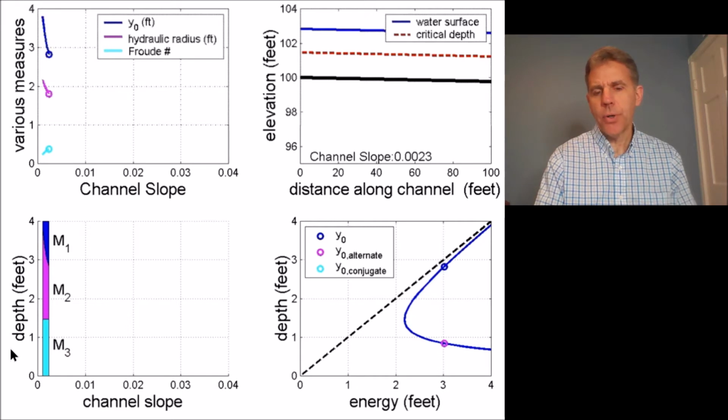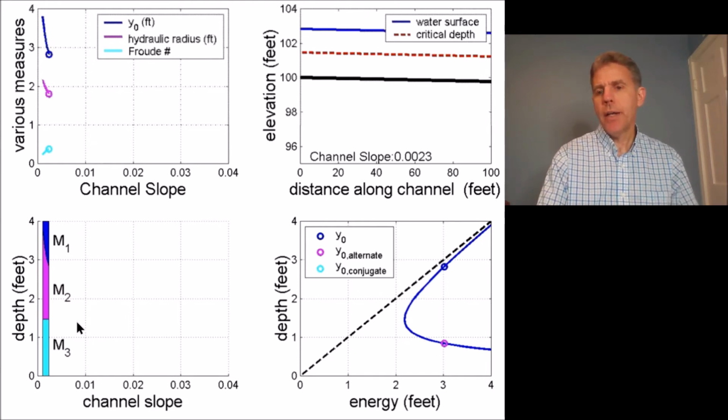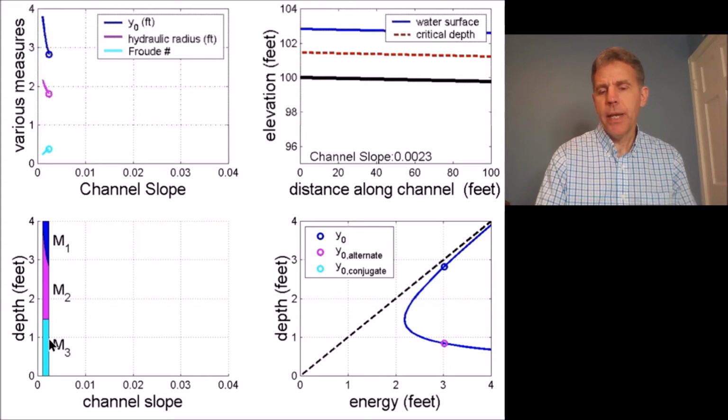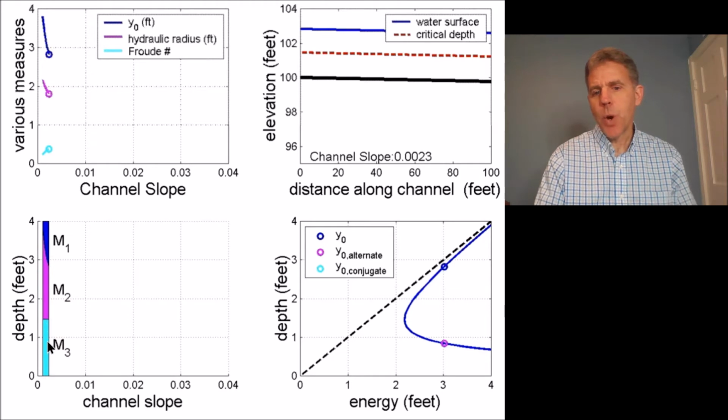In the lower left graph, we see a plot of channel slope on the horizontal and depth on the vertical. And what will happen is we'll see different regions painted that show what kind of gradually varied flow profile would live in this depth area. So an M3 profile at very small slope is going to live at depths, say 1.5 feet and less. And M2 will go from 1.5 feet up to critical depth. And then at the largest depths, we'll have an M1 profile.